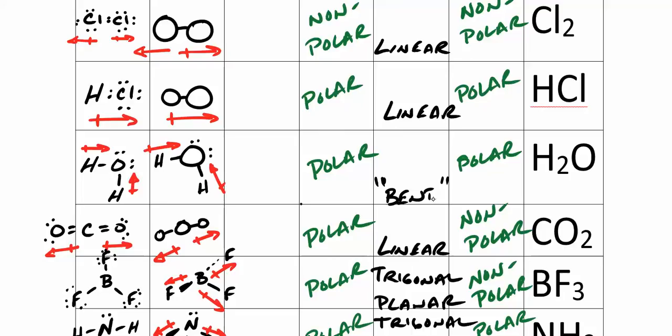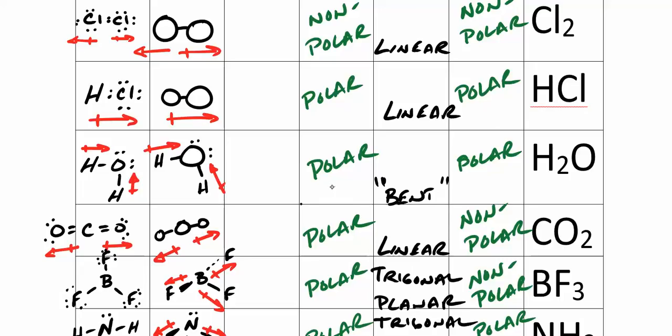So now let's look at the bond polarity. Hydrogen and oxygen are not the same atom. So therefore it's a polar bond. They're not the same atom. Oxygen is more electronegative than hydrogen. This is a polar bond, as is this one. Hydrogen is less electronegative than oxygen, polar bond. So both bonds are polar, so we'll put polar right here.